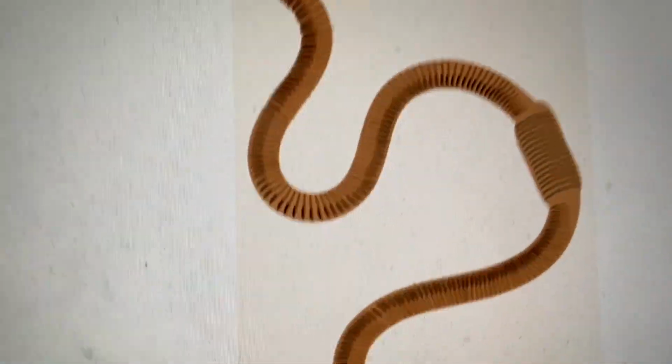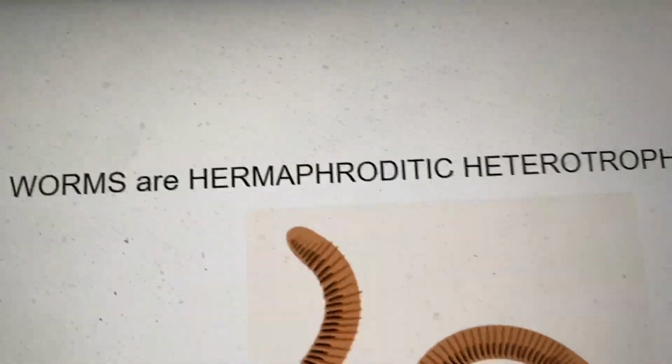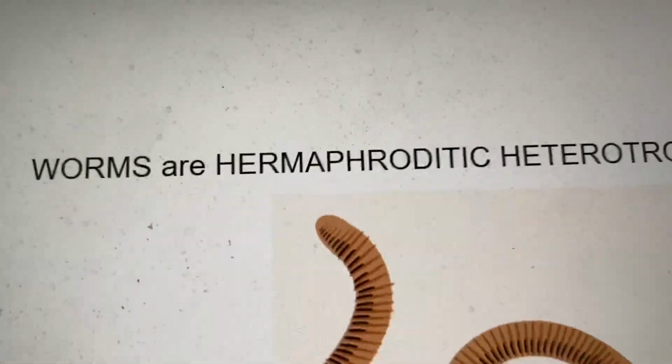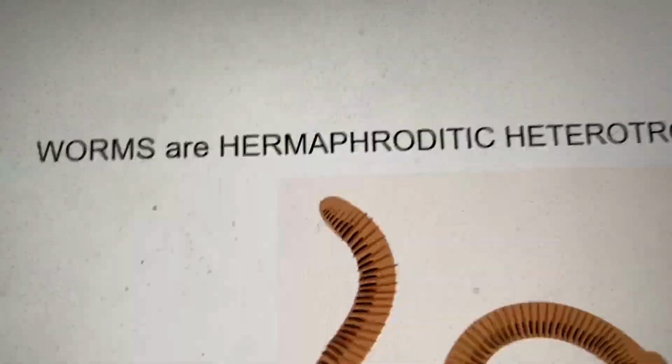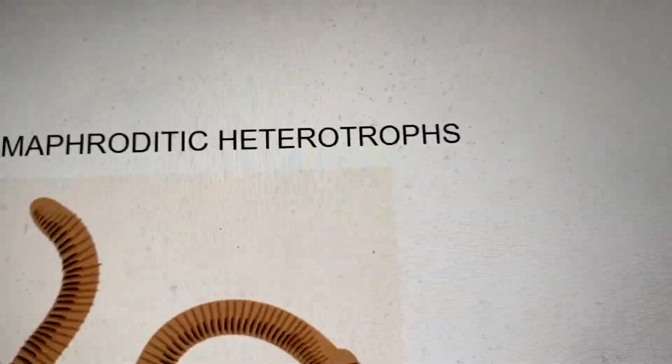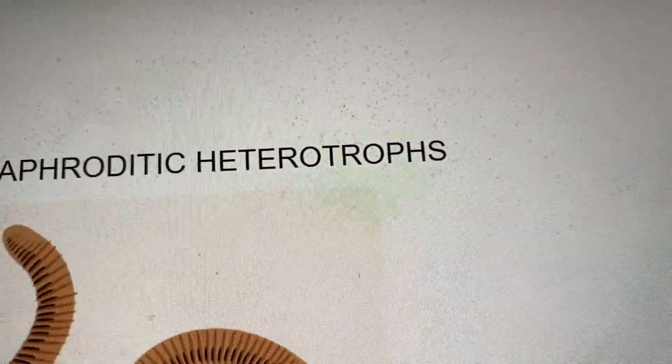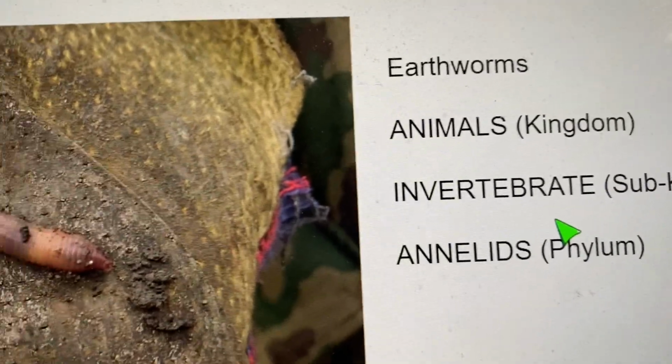These guys, they're animals, right? Worms. A couple of good vocabulary words: hermaphroditic. Do you remember what that means? Good. And of course, heterotrophs. You know what it means to be a heterotroph, right? Good. Yeah, earthworms are animals. They're in the kingdom of animals, right?